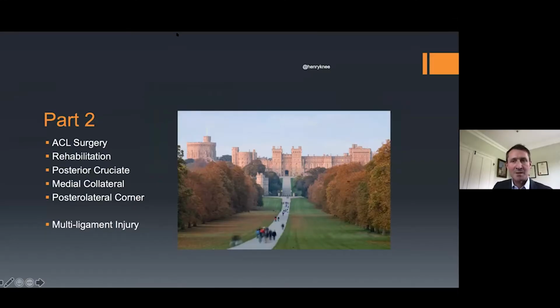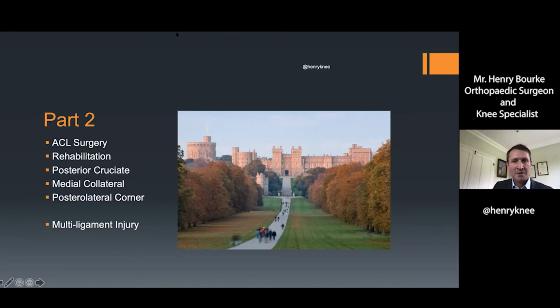In part one, we discussed mechanism of injury and management, why the knee gets injured. This is more the gorier stuff on the actual surgery, but also to talk about the other knee ligaments, which we mustn't forget about. So we'll touch on the ACL surgery. I'll talk a little bit about rehabilitation, which is so critical, then the other ligaments, and finally what happens when lots of the ligaments get injured.